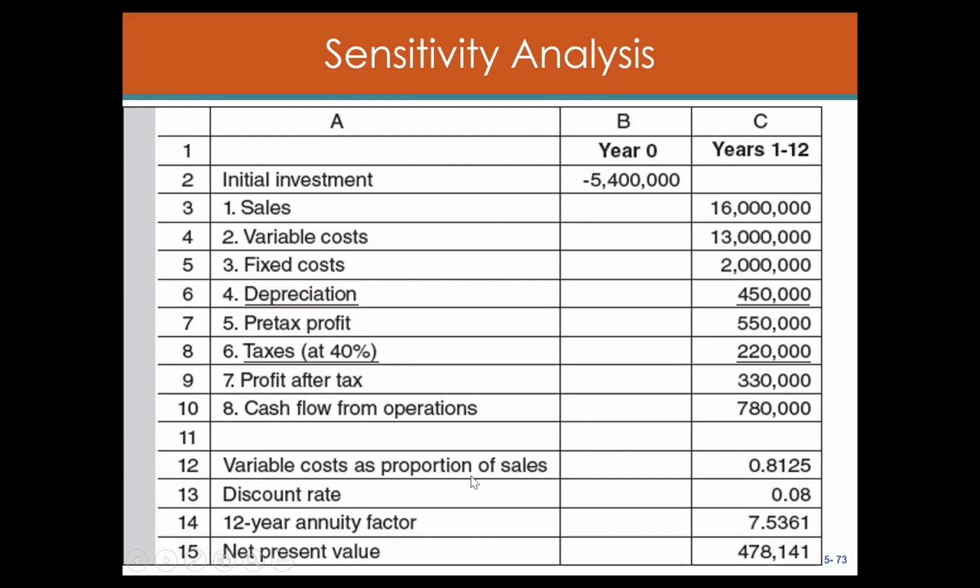So notice over here that your variable costs as a proportion of sales is what? Your variable cost is 13, and your sales is 16. So 13 divided by 16 is 81.25 cents to every dollar of sales, 81.25%. Got it? This is your variable cost. This is called variable cost ratio actually.